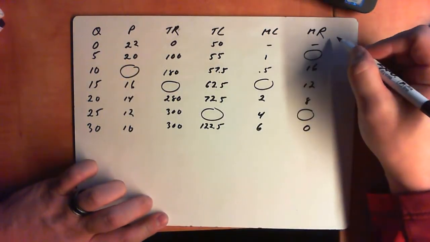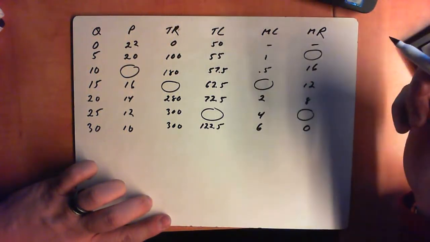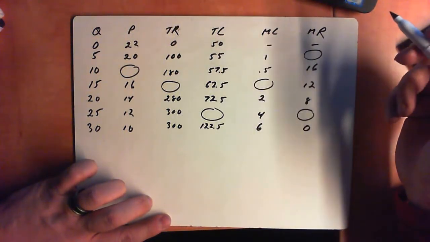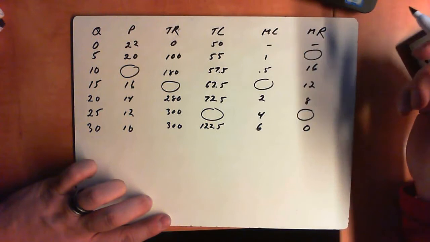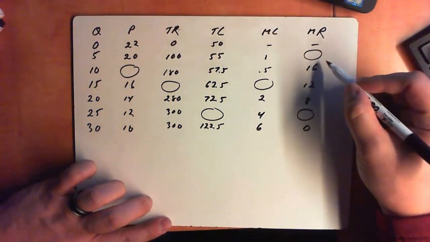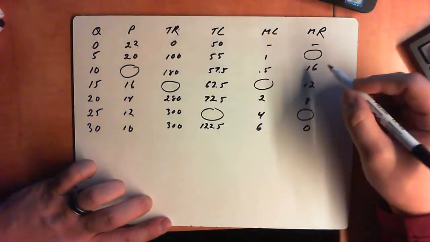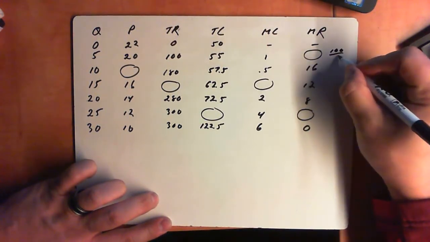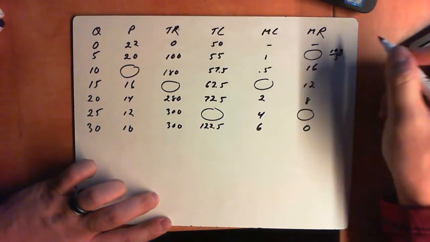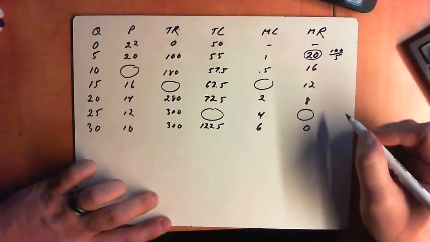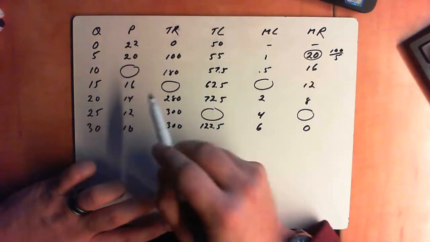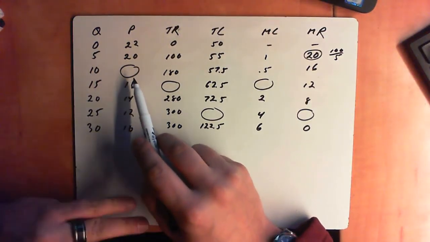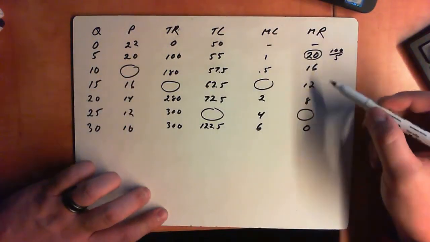remember, marginal revenue is equal to the change in revenue divided by your change in quantity. And so marginal revenue here, the change in revenue was 100 divided by our change in quantity, which was 5. So 100 divided by 5 means we have a marginal revenue of $20. This next one over here, well, let's just keep going on here.